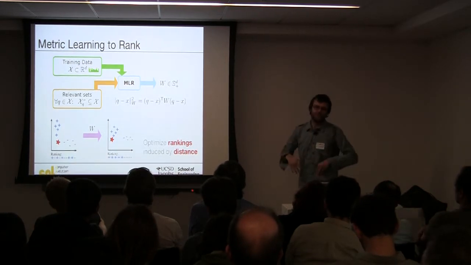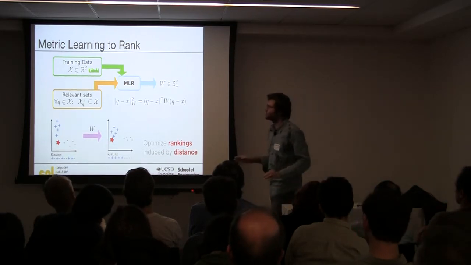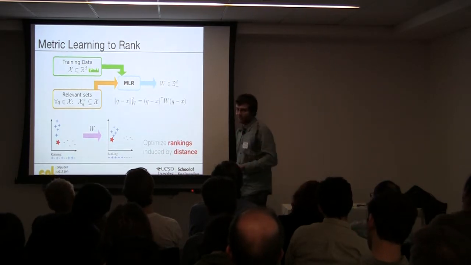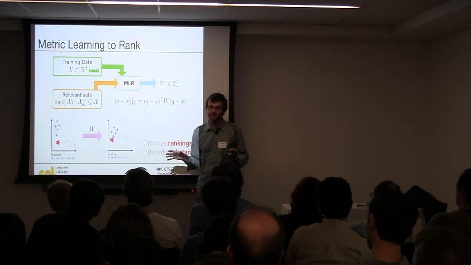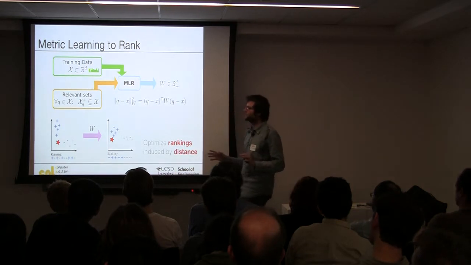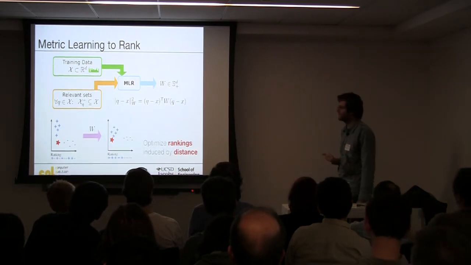It's not like I'm just going to apply some simple learning technique here. It's actually a little bit more challenging than, for example, a classification problem, because dealing with rankings is dealing with combinatoric objects. And optimizing combinatoric objects can be a little bit more challenging than optimizing, for example, a classifier.